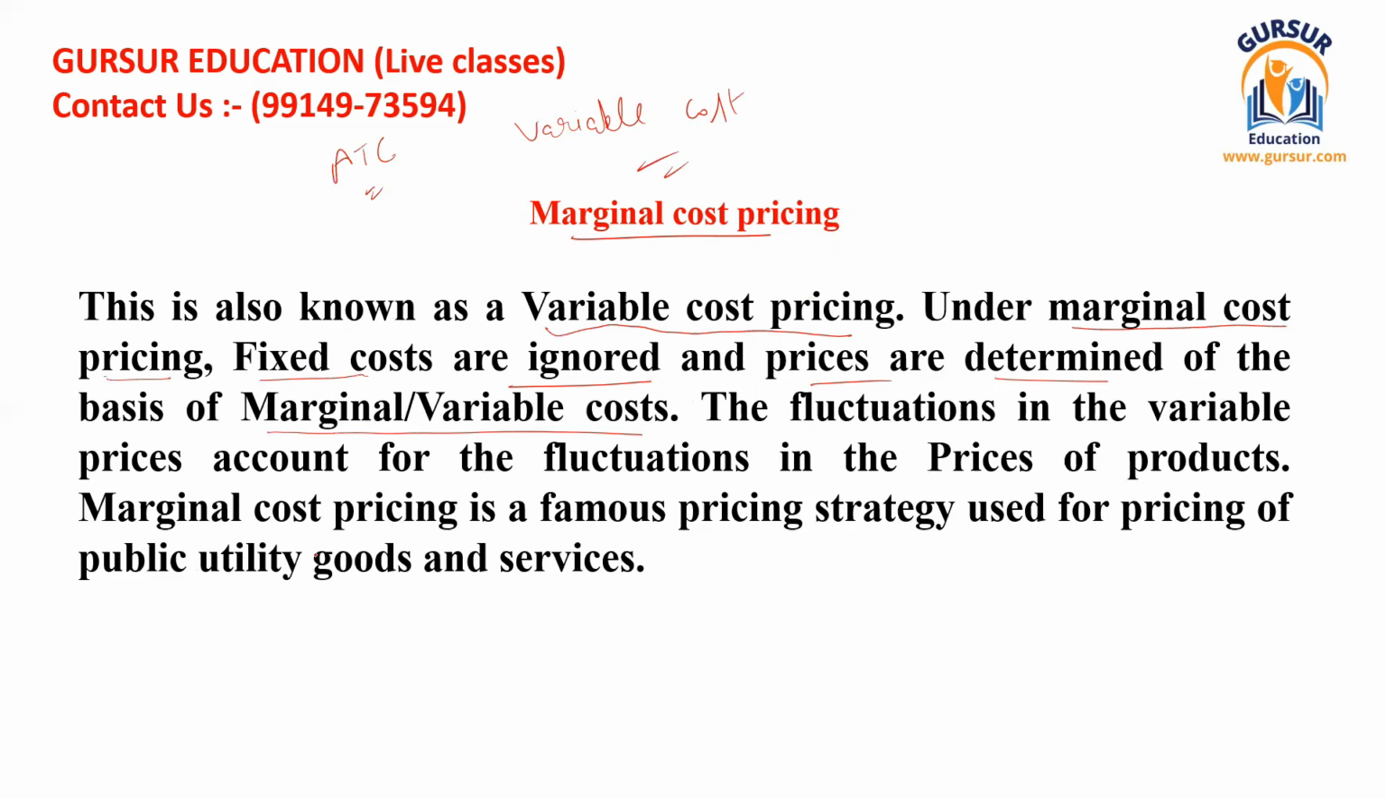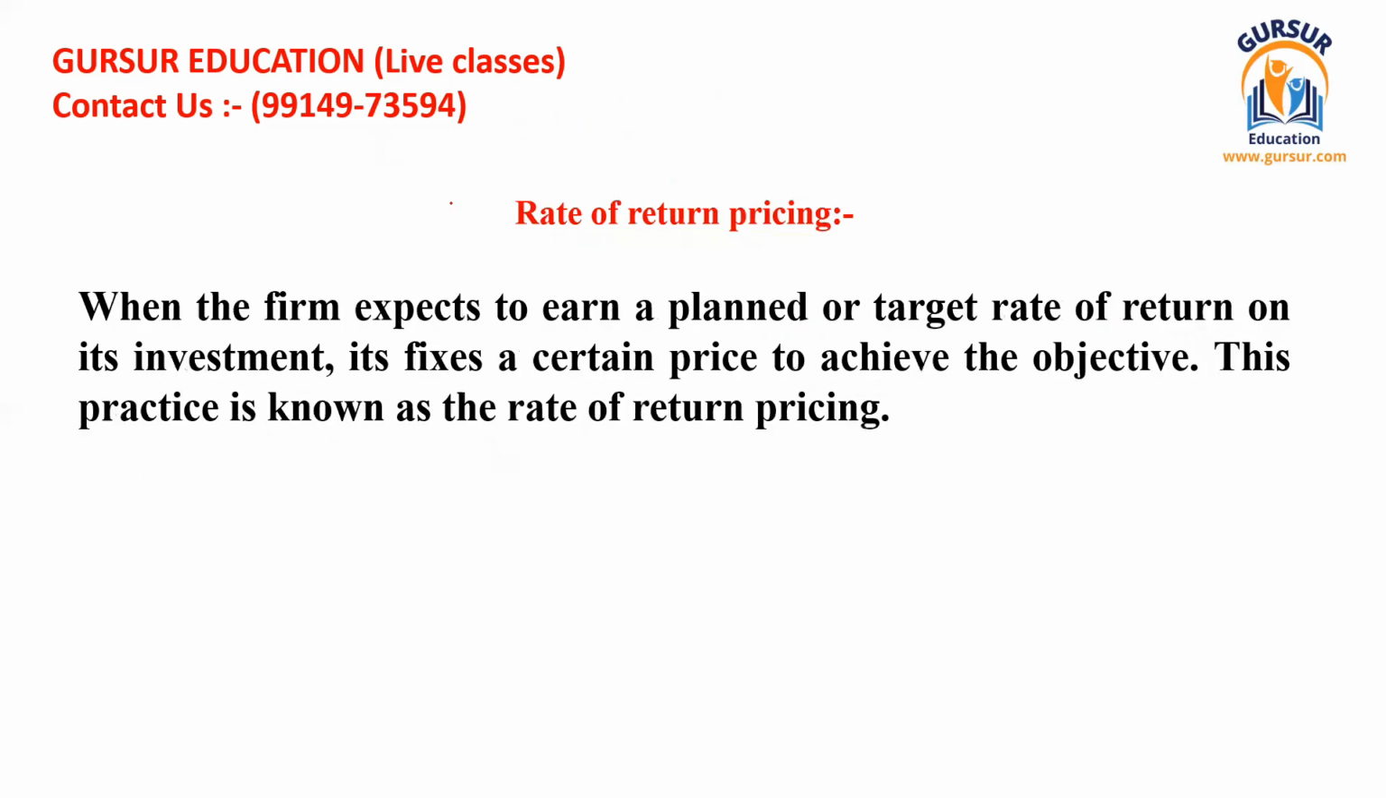And again, there can be an addition of a specific percentage. So the fluctuation in variable costs accounts for fluctuation in the prices of products. Nowadays, marginal cost pricing is a famous pricing strategy in the case of public utility goods and services. Once this question was also asked in the examination. So that was the second system of charging prices from the consumers.